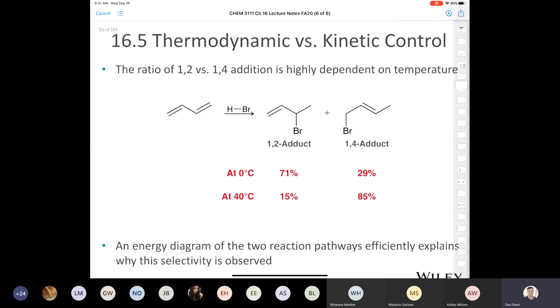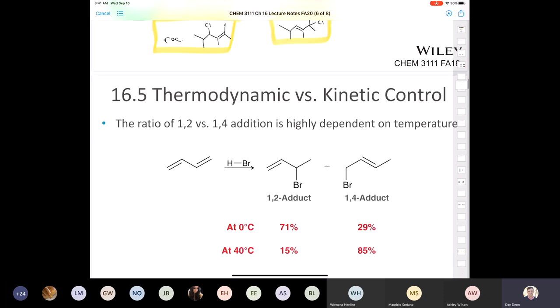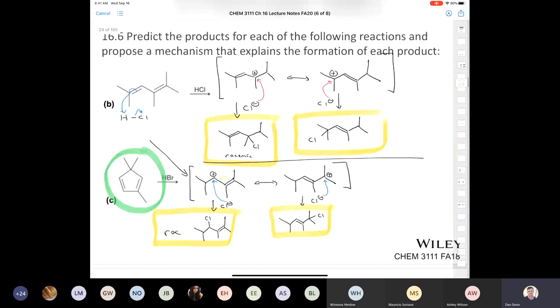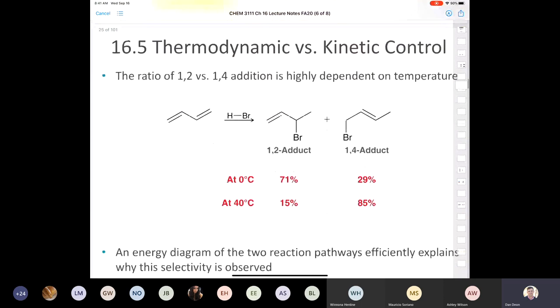Now let's talk about these two products again, the 1-2 adduct and the 1-4 adduct, and how we might go about avoiding all of this. Could I avoid getting all of these different products? Technically here you have a total of 6 products, because 2 of them are racemic. It doesn't seem like a very useful reaction if you're getting 6 products. I like the kind of reaction where I get one product favored over another.